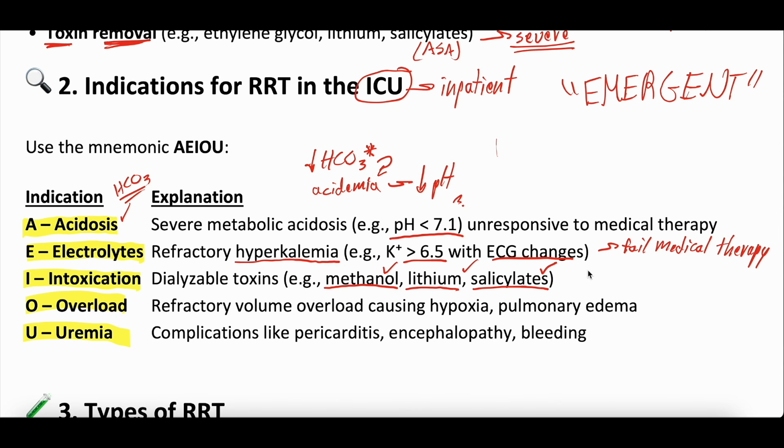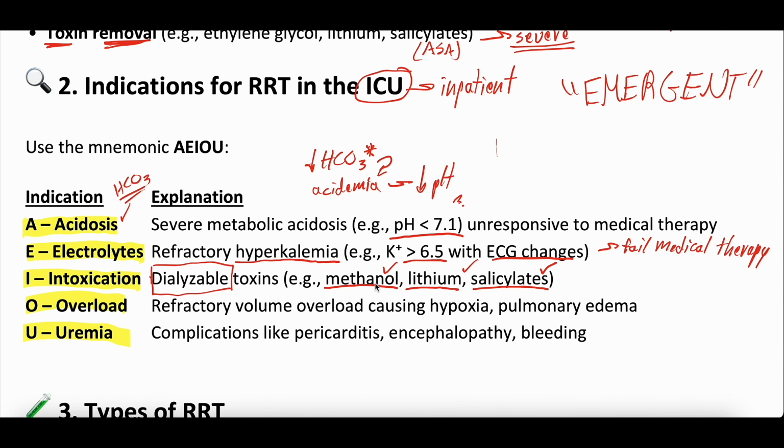But if you have someone who has toxic ingestion of one of these dialysable toxins, that is an indication for emergent dialysis. But the key here is it has to be a dialysable toxin, which not every toxin is, okay? So again, A for acidosis, E for electrolytes, particularly hyperkalemia, usually a potassium greater than 6.5 with EKG changes, although that is not a firm rule.